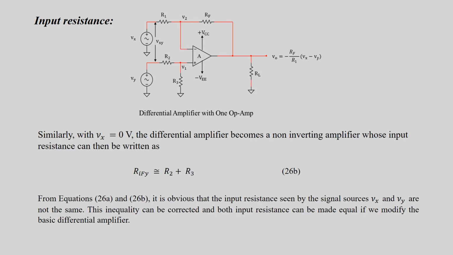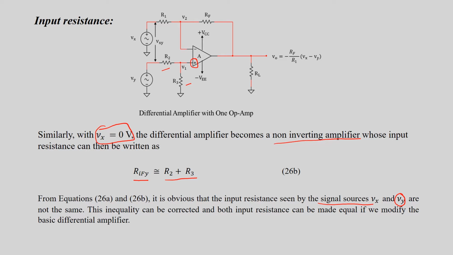Similarly, with Vx equal to 0 volt, the differential amplifier becomes a non-inverting amplifier whose input resistance can then be written as RIFY nearly equal to R2 plus R3. So from these equations, it is obvious that the input resistance seen by the signal source Vx and the signal source Vy are not the same.